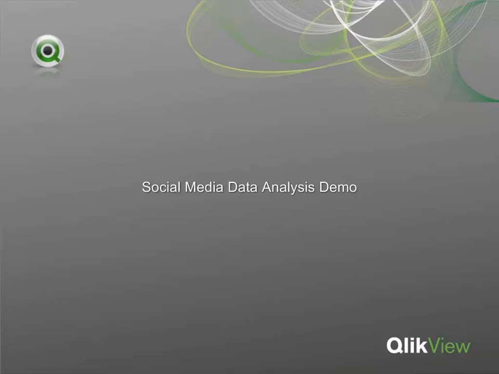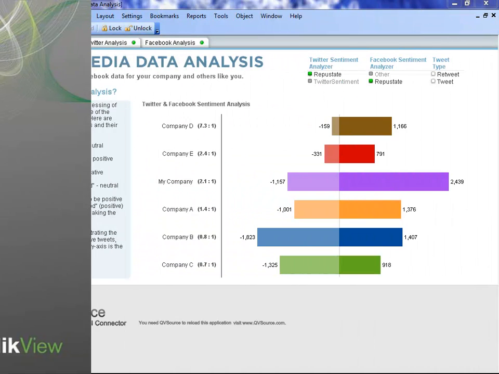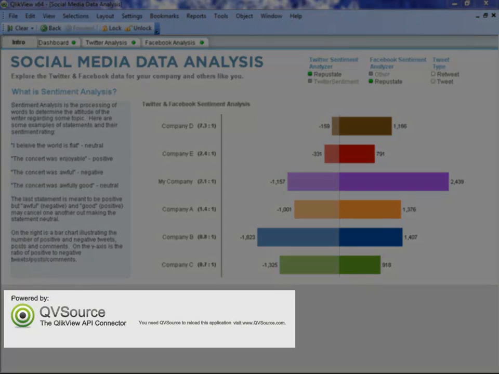The purpose of the Social Media Data Analysis Demo is to illustrate how Twitter and Facebook data can be combined in one QlikView document to compare and analyze Twitter and Facebook activity and sentiment for 6 companies. This demo allows a company, my company in this case, to compare their Twitter and Facebook statistics to 5 other companies in their industry. The data for this demo was collected using 2 QVSource connectors, the Twitter connector and the Facebook Pages connector.